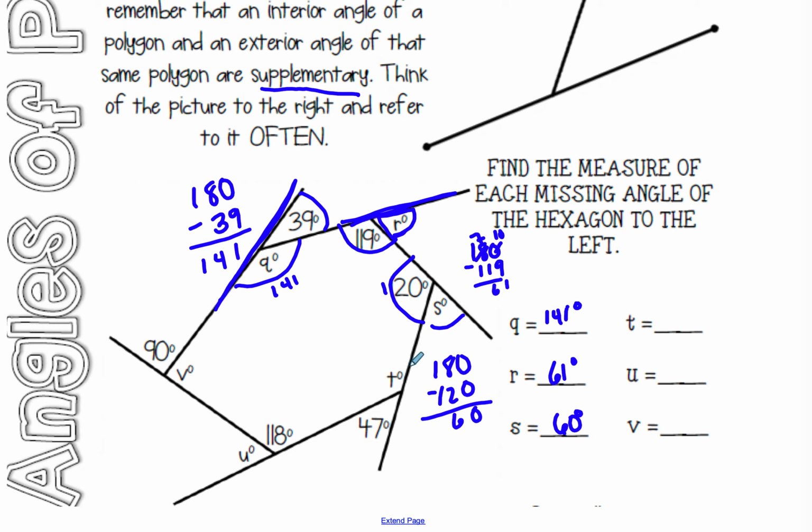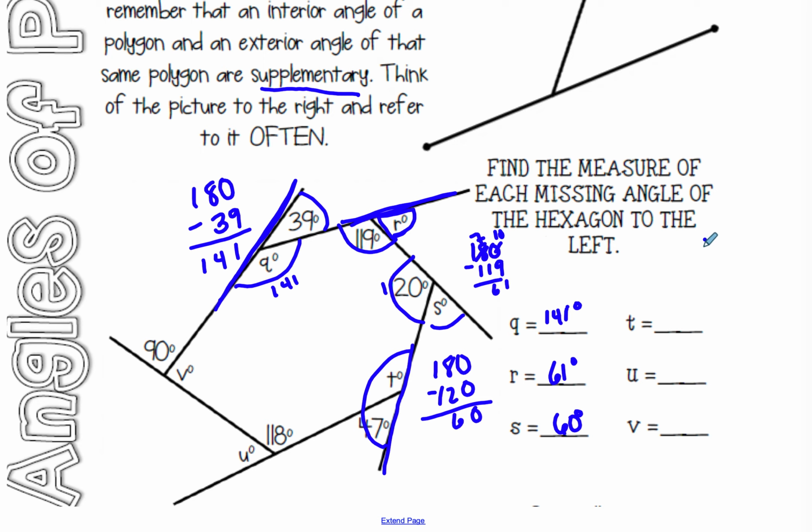All right, let's take a look at T. T matches up with this 47. They're on the same line there. Go ahead and pause the video. Try to find T, U, and V. So go ahead and pause. Try these last 3 on your own.